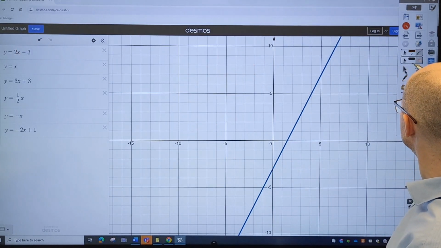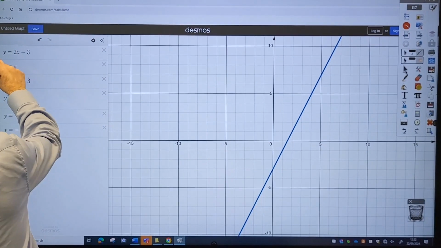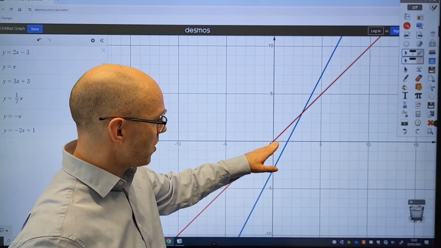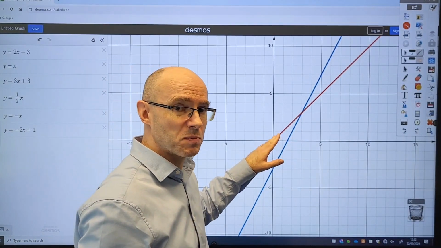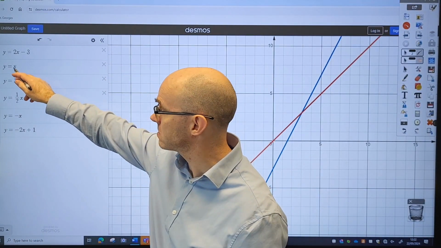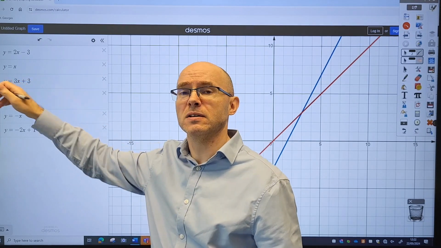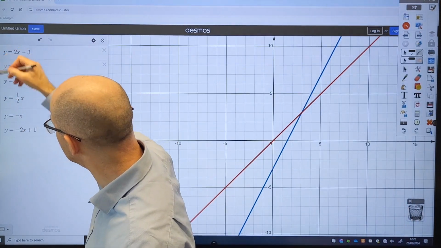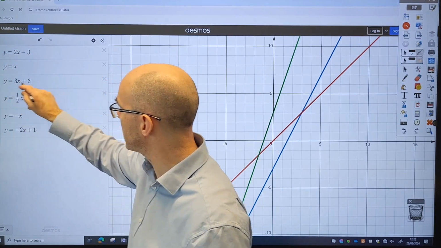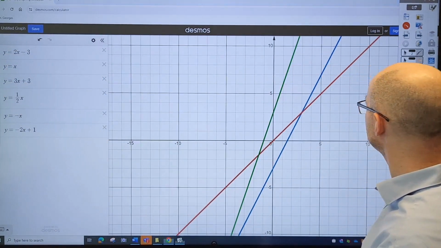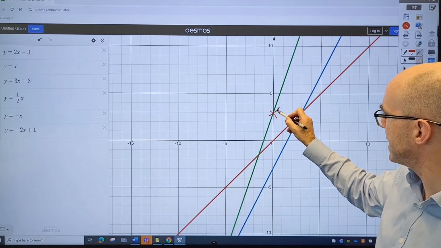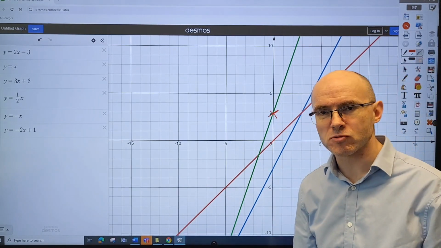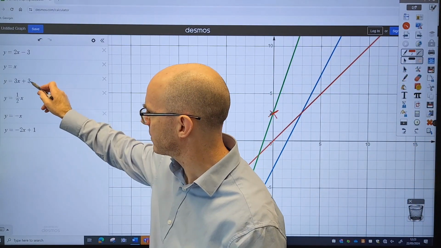Let's just get rid of that. Let's put another one on. Can you see this time why the y-intercept is 0? It's because the equation is y equals x. In the equation y equals x, when x is 0, y is equal to 0. Let's do another one. This one here. So this has got equation y equals 3x plus 3. Can you see that the y-intercept there is 3, and you've got plus 3 there.